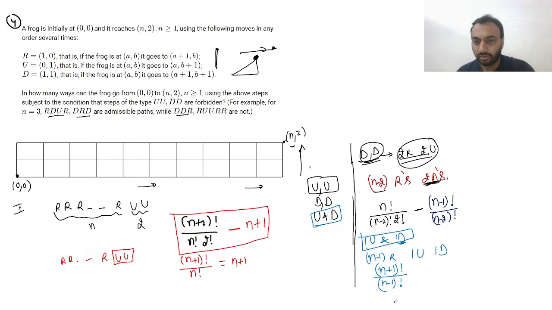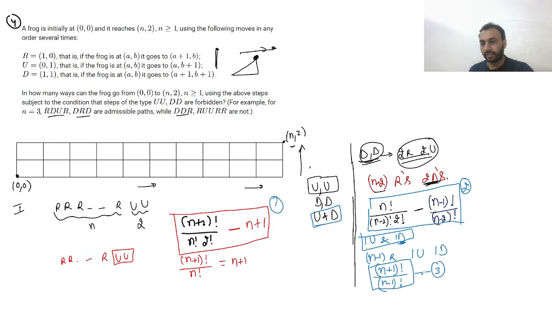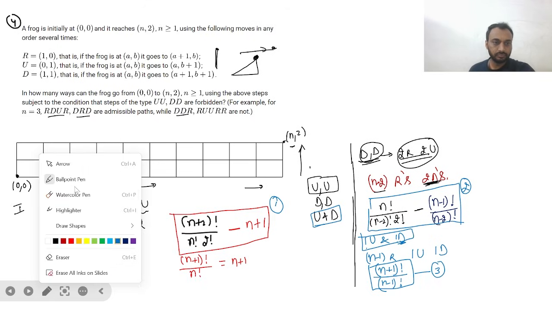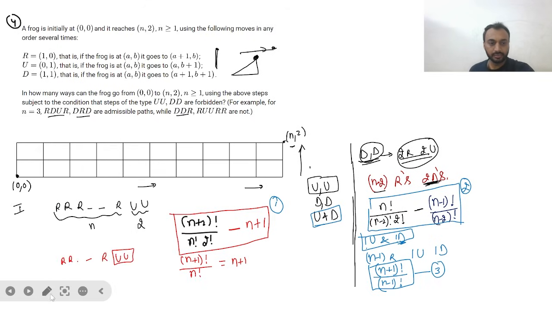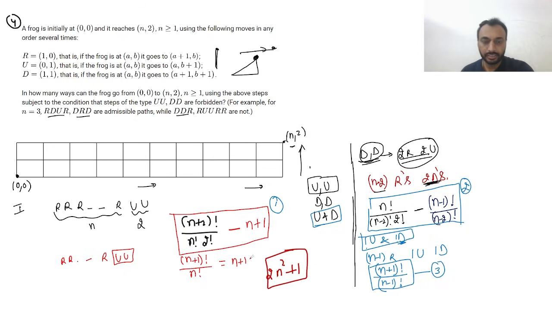Now if we add all three, this one, this one and this one, that will be our final answer. If you simplify and add them, you will get the answer 2n square plus 1. That should be the answer of this question.